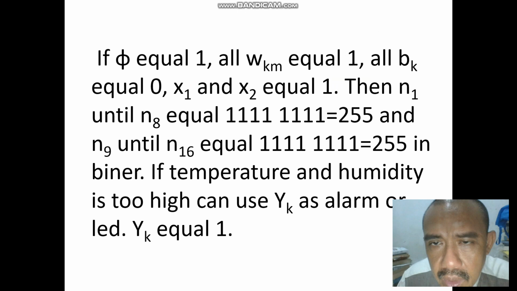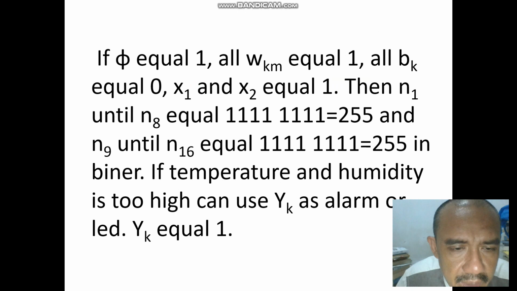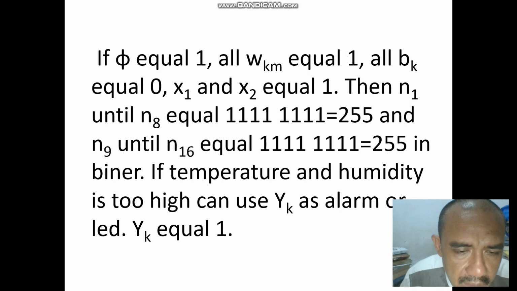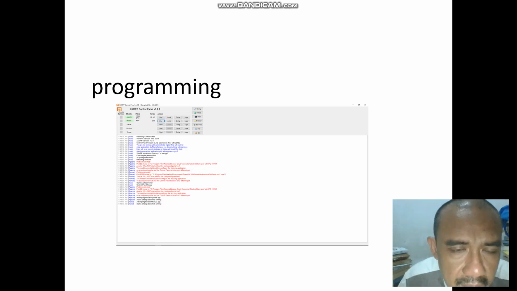If data equals 1, then y equals 1 or bk. If x1 and x2 equal 1, then y equals 255. If temperature and humidity are too high, then use the buzzer as an alarm or alert, and buzzer equals 1.